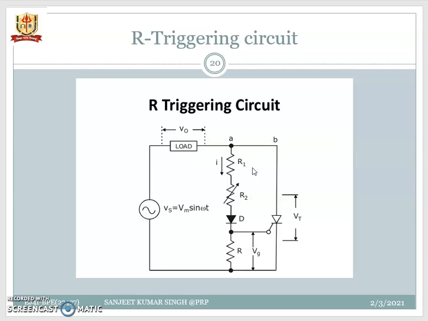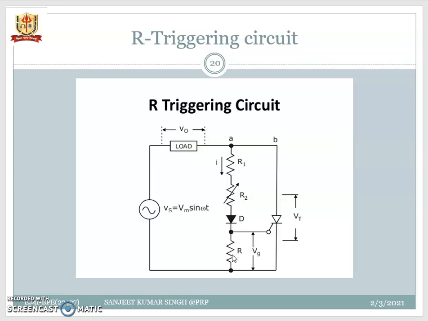Now we have the R triggering method. Here we see there is R1, R2 and resistor R with a diode also connected in parallel with the thyristor, that is the main power device here, and this is the load which has to be supplied from the AC. R1 is the current limiting resistor, R2 is the variable resistance. When R2 is made 0, R1 is acting as a current limiting resistor and will avoid the damage of the SCR due to high current in absence of R2 value.